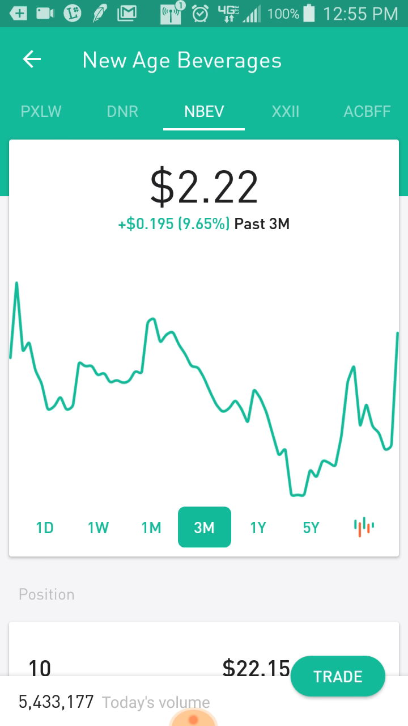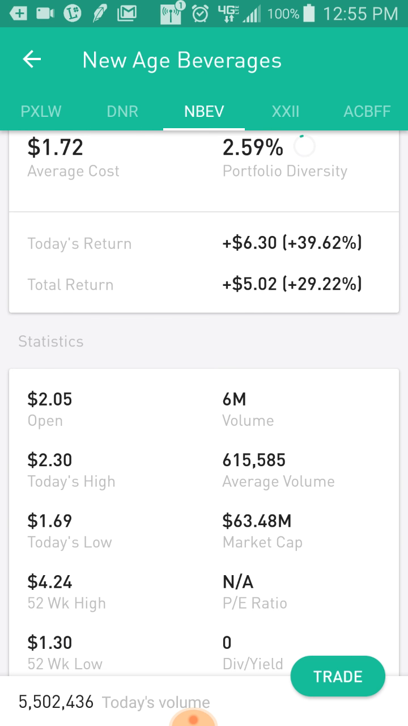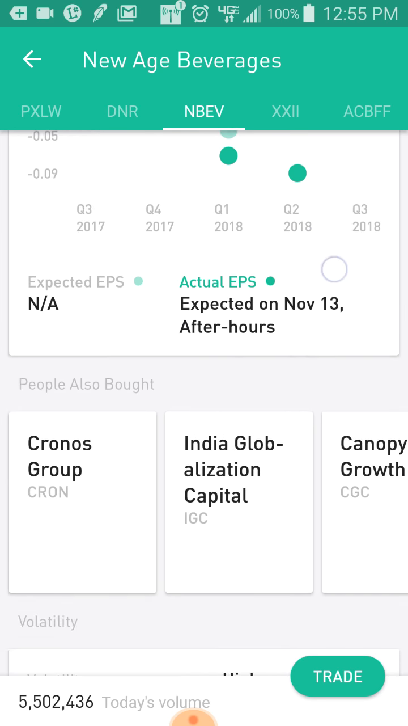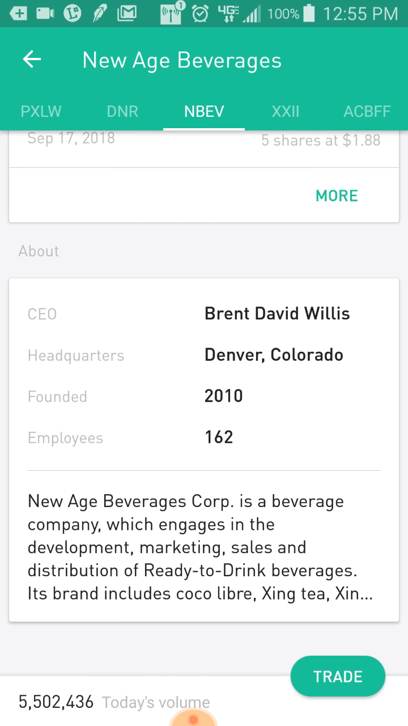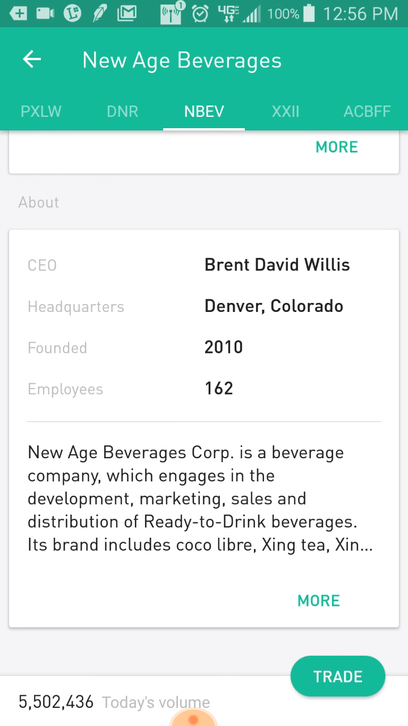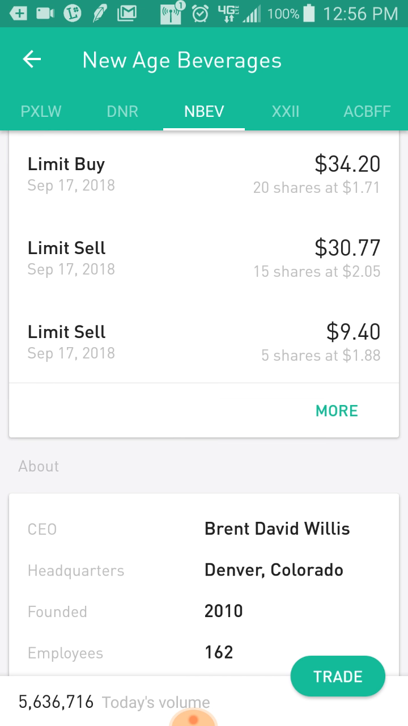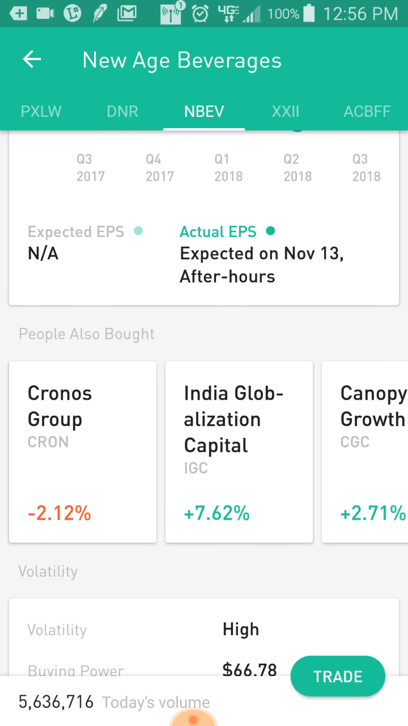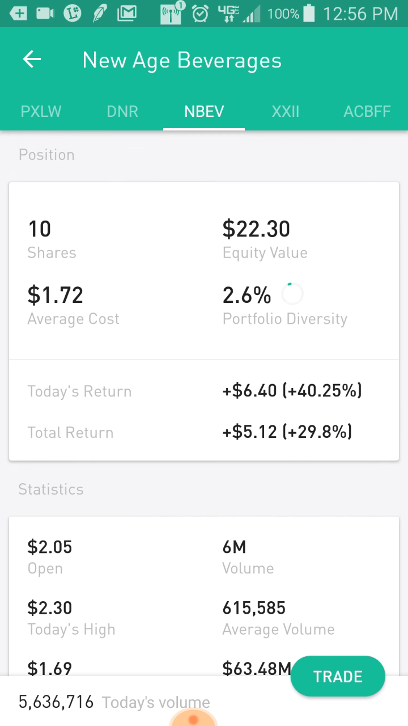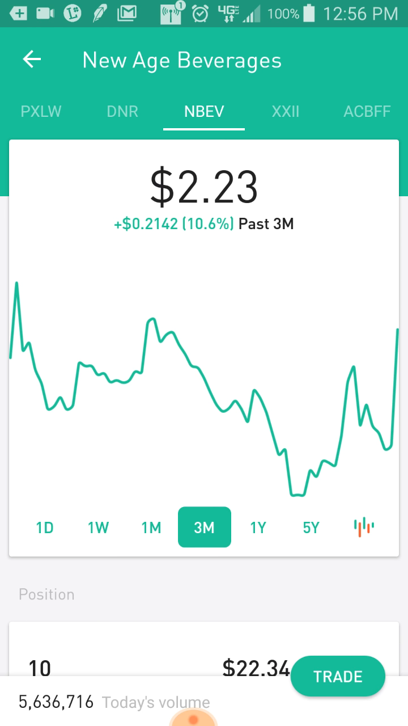The reason why I felt like this stock was going to do that is because of the industry that it is. What this stock particularly is, it's a company that's working on building marijuana-infused drinks, based in Denver, Colorado, and it has 162 employees. It has a lot of opportunity. So I definitely felt like this was a safe buy, even if I did have to sit on it for a while.